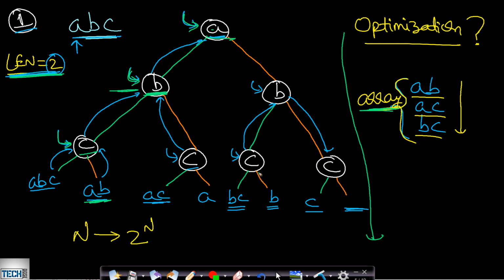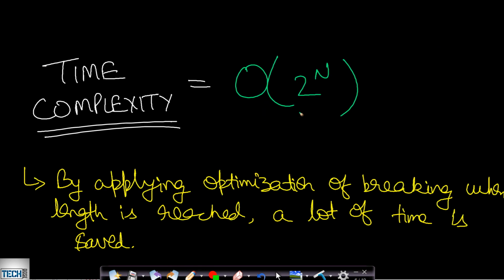So what will be the time complexity? Even after you apply the optimizations, the worst case time complexity can go to order of 2 to the power n, because the length of the string and the combination length can both be n. So it will be equal to 2 to the power n. But by applying optimization, we can improve the time. It will run in better time compared to when we don't apply the optimization.